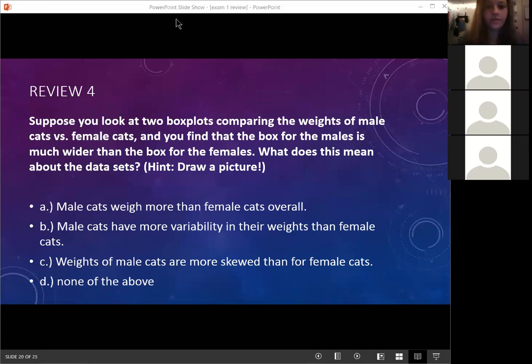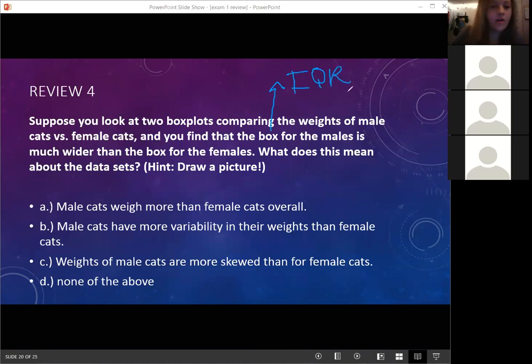Good, perfect, good job. This is B, because remember, the box in the middle represents our interquartile range. That's the width of the box plot, and that's also representing the variability of the data. It's showing that spread. Since the box for males is much wider, that means they have more variability, because how wide it is represents the variability. So B would be our answer, because the box was wider for males, so it does have more variability than females. Good job.